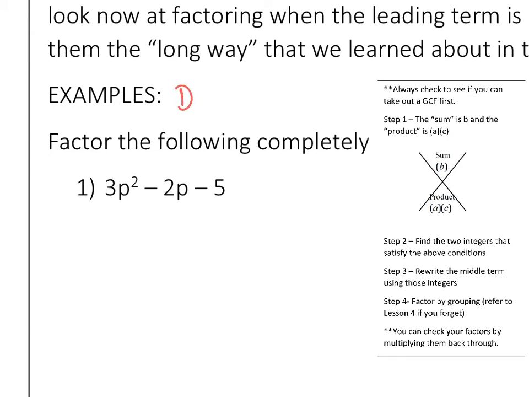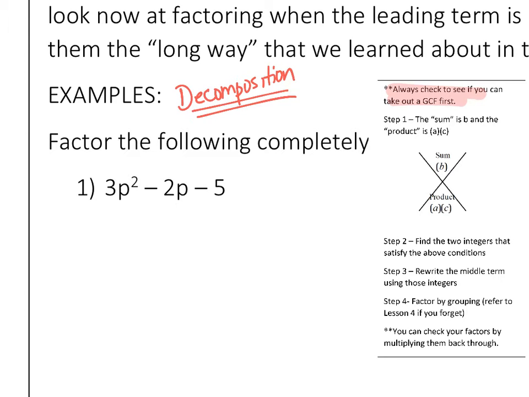Okay, so this is a definite method. It has steps. You kind of just need to learn the steps. And this is how I go. You always check to see if you can take out a greatest common factor first. Once you do that, we need to talk about sum and product.